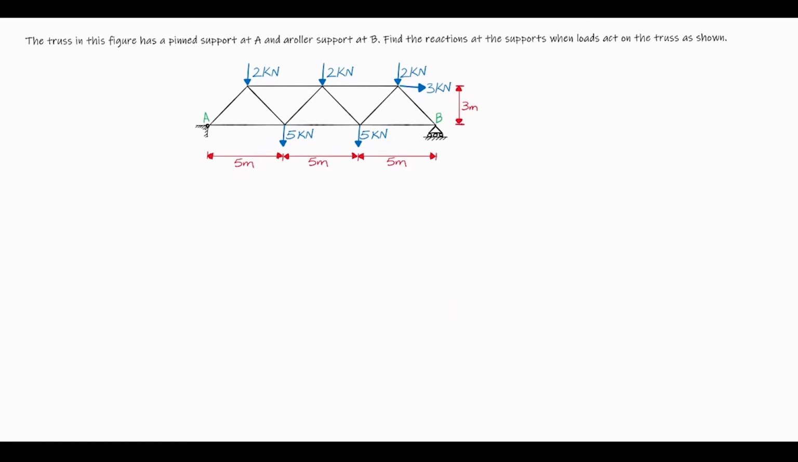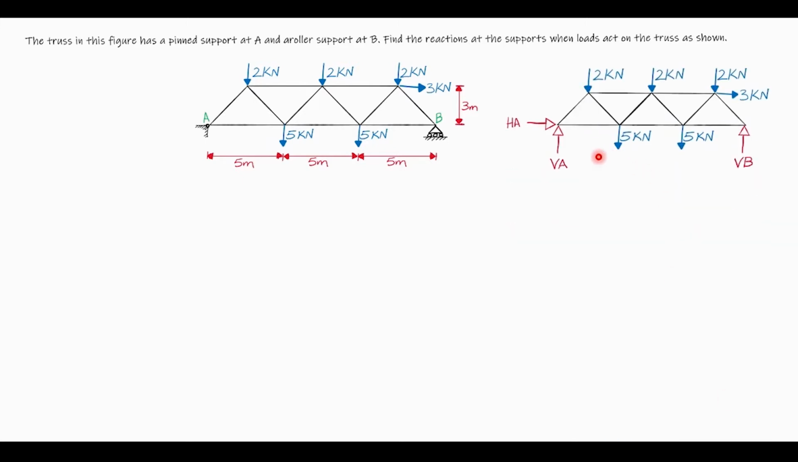The first thing we need to do is to draw the free body diagram. The free body diagram should look like this. Since we have a pin support at point A, we will have two reactions, HA and VA. And also a roller support at point B, we only have one vertical force, which is VB.